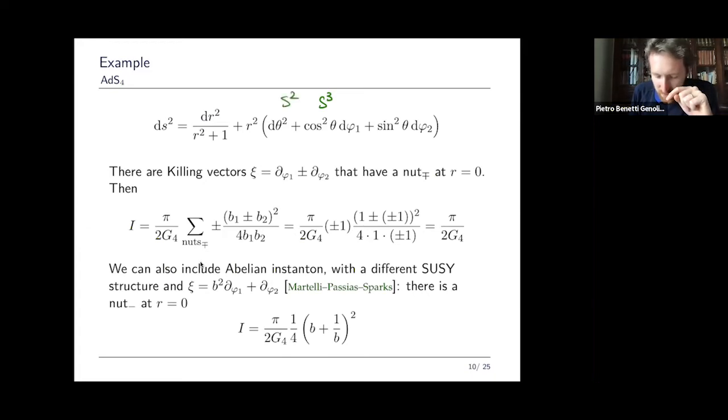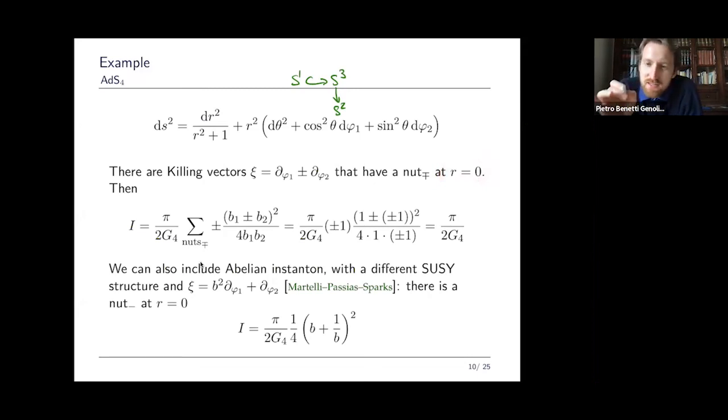As a fibration over S2. And this Killing vector is the Hopf fiber Killing vector, the Killing vector that rotates the S1. Anyway, forget about it. So the norm of this Killing vector is just R squared. It's a trivial computation. Therefore, in both cases, they have a nut at R equal to 0.